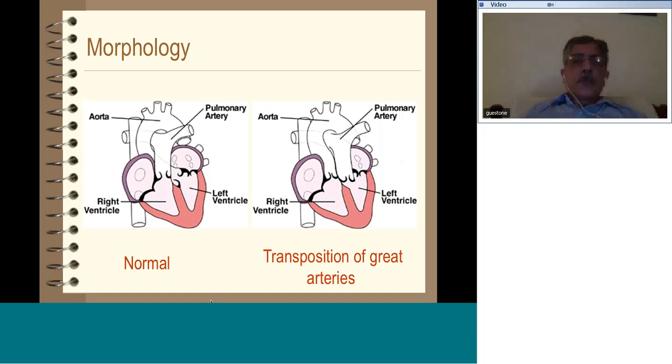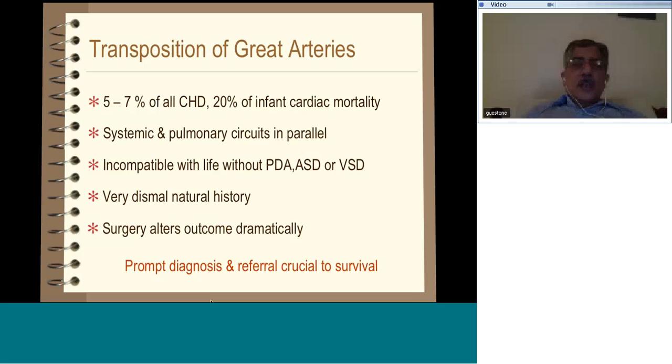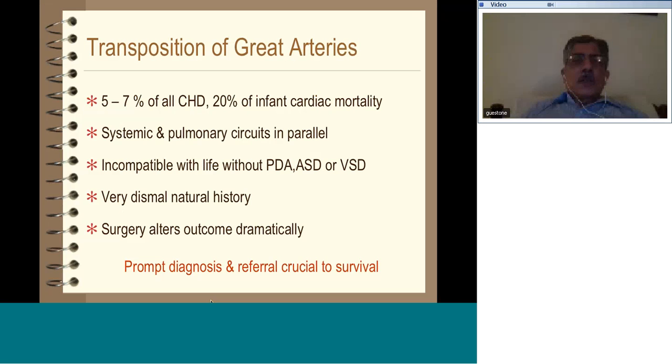It is a condition which is relatively uncommon but not that rare. It constitutes 5-7% of all congenital heart disease, but it's associated with a high infant mortality. 20% of all infant cardiac mortality is a result of children born with transposition of great arteries. Because the systemic and pulmonary circuits are in parallel, it's incompatible with life unless there is a communication between the two circuits, which usually occurs with a patent ductus arteriosus, an ASD, or a ventricular septal defect.